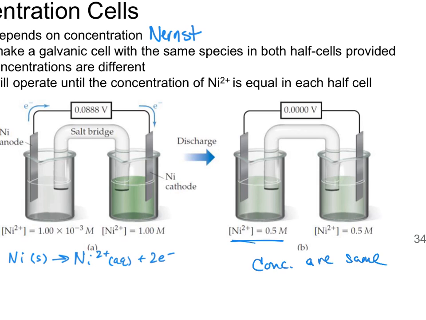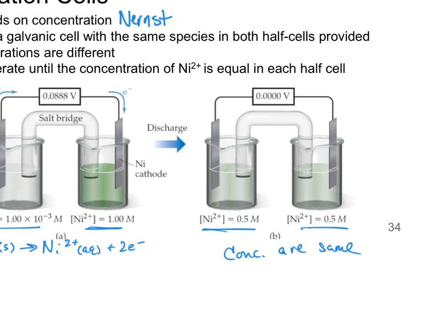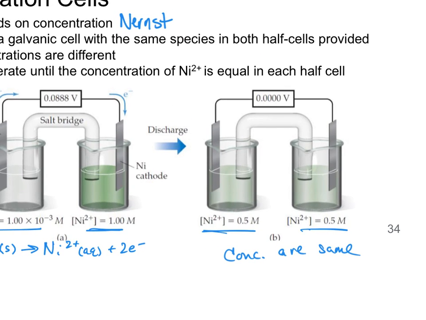So in this figure we're showing concentrations of the nickel ion. They're both 0.5 molar, whereas when we started, on the right-hand side the nickel ion concentration was 1 molar, and on the left it was 1 times 10 to the minus 3 molar. So now they've sort of equalized out to about 0.5 molar. Okay. It's kind of fun.